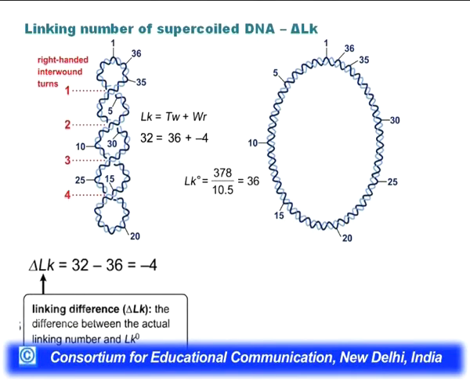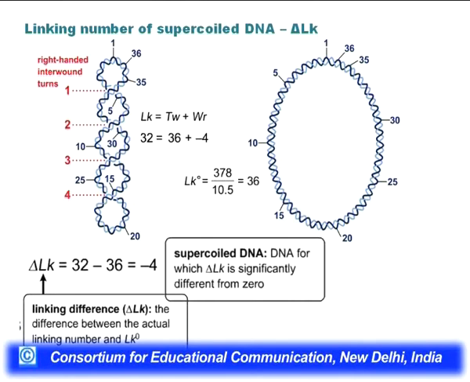So, delta LK, the linking difference, the difference between the actual linking number and the theoretically calculated linking number LK0, is defined as the supercoiling. That gives a measure of the supercoiling of the DNA, how much the DNA is supercoiled. The DNA for which this delta LK is significantly different from 0 is supercoiled. When will this difference be 0? When it is in the relaxed state. So, in the relaxed state, LK naught will be equal to the normal LK. If in a cell the DNA exists in a relaxed state, then the relaxed state linking number and the actual linking number are the same.